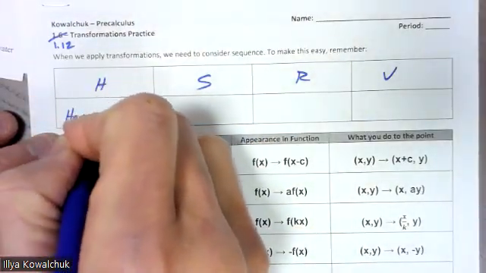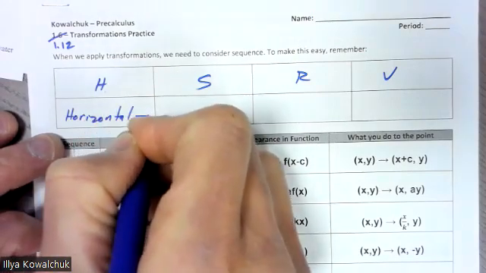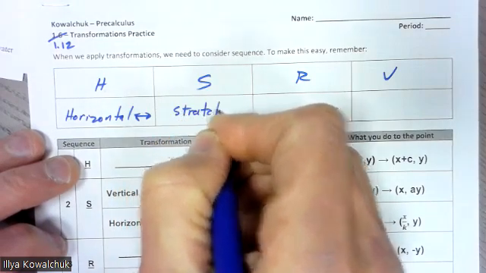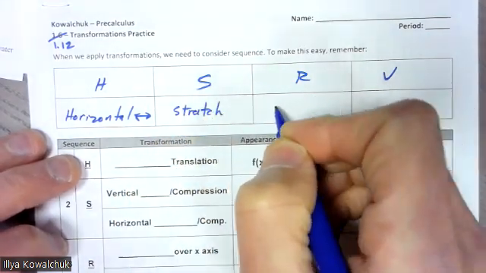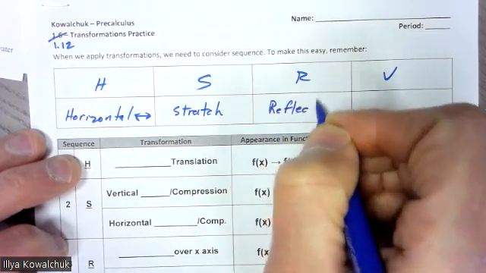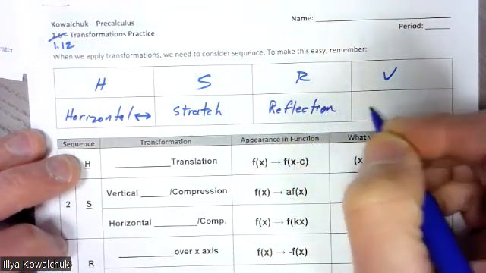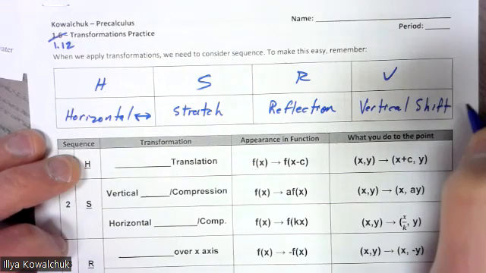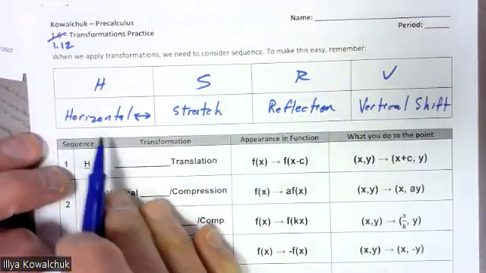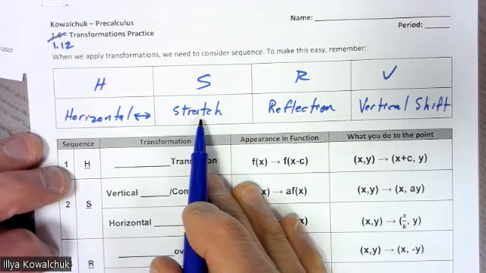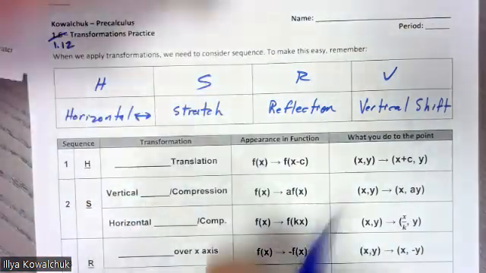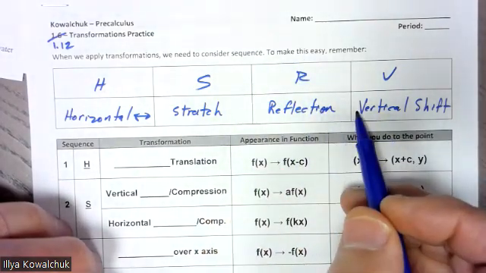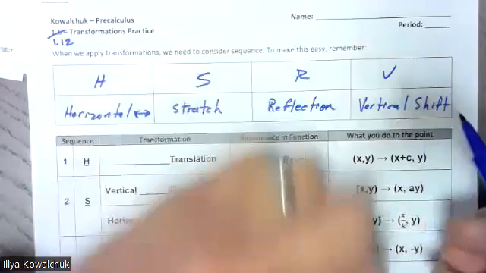Horizontal, right? That's sliding side to side. S is stretch. R is going to be reflection. And V is a vertical shift. Okay, they go in this order. H, S, R, V. Horizontal shift comes first. A stretch, whether you stretch the function up or sideways, you reflect it over the Y or the X axis. And then a vertical shift where you take the whole function, you just slide it up or down.